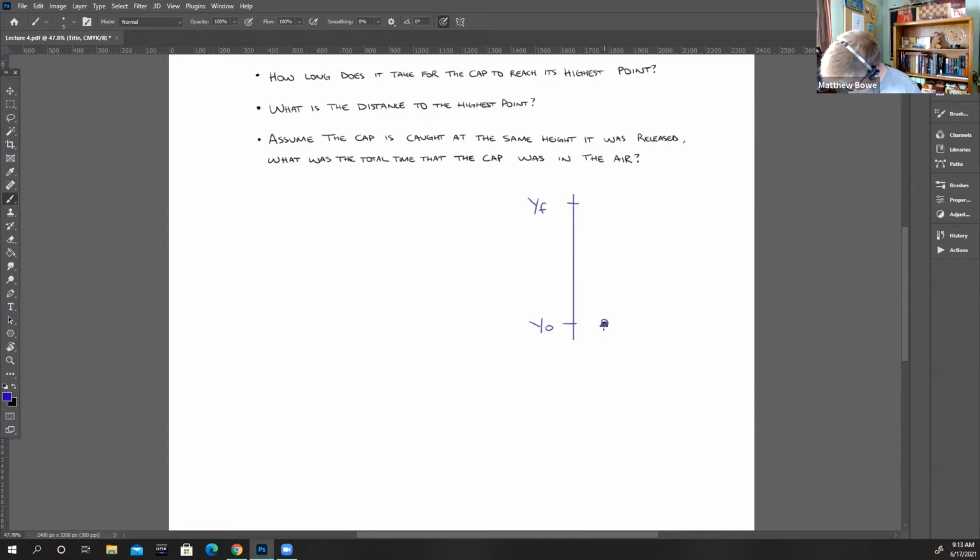So it starts out, the cap starts at this position and is traveling upwards with a velocity, the initial vertical velocity.